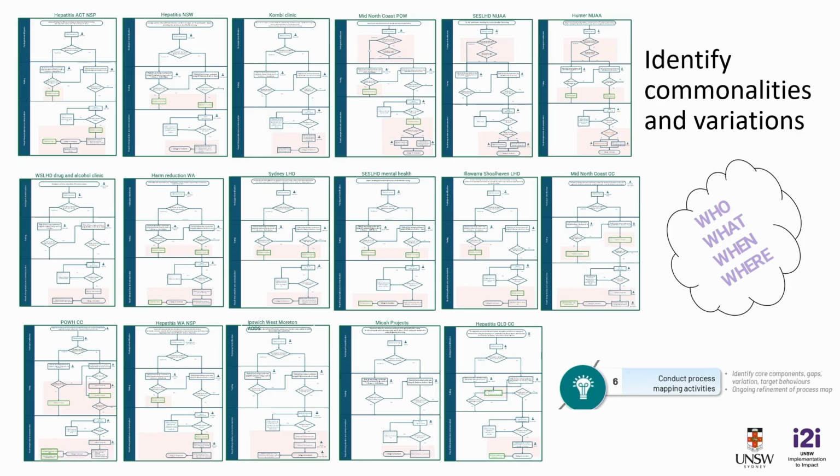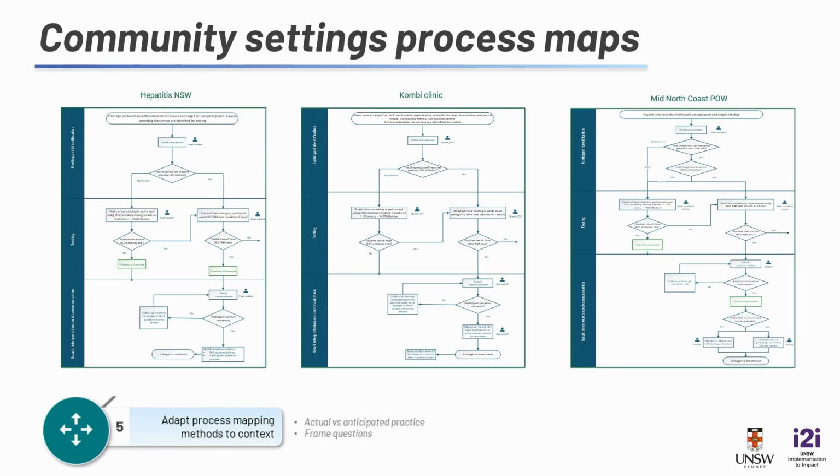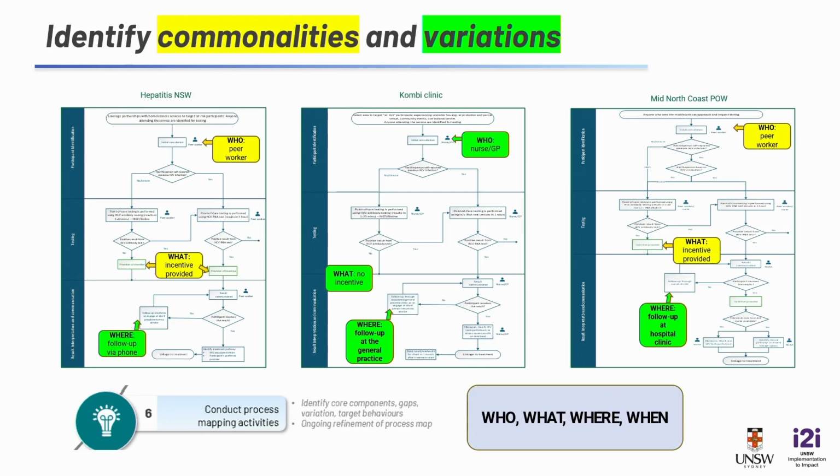So I'm not going to go into too much of the detail, but just so that you can see the power of what we can achieve in terms of understanding commonalities and variations in terms of who does what, when and where. So if we look at 3 example process maps here, if you look in the yellow boxes, you can see that we've got commonalities in terms of the what, and in the green, we've got variations.